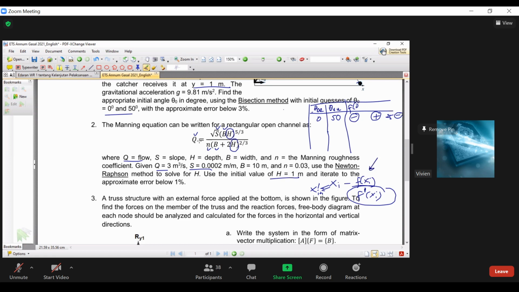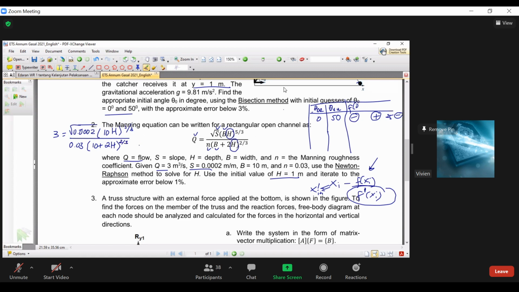So how to get the function? Say we insert that in the equation. I have Q, and then we have the square root of S. For example, this is the value. And we have P, P is 10, so I will write it down. That will be 10 times H to the power of 5 over 3. And then this is divided by N, where the N value is 0.03. And then we have the P value, the width is 10, plus 2H, close bracket, to the power of 2 over 3.